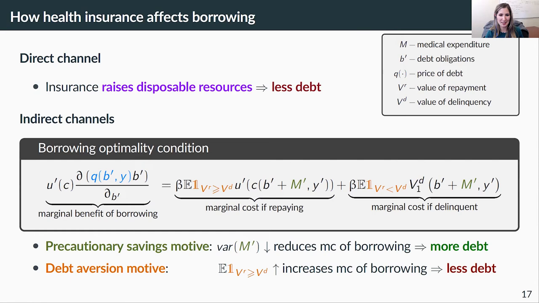So this can actually have another effect that pushes in the opposite direction, where expanding insurance means that you're repaying more often, you're more sensitive to the price. So that leads to potentially less debt in equilibrium.